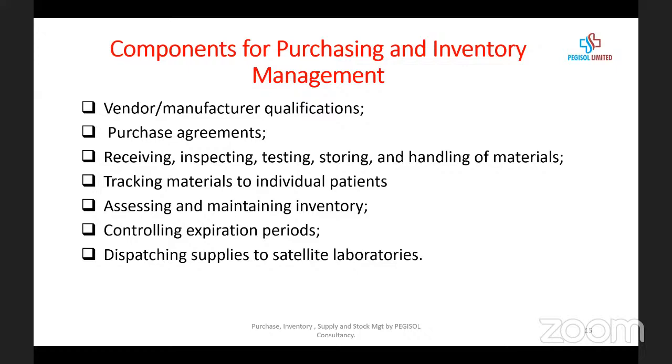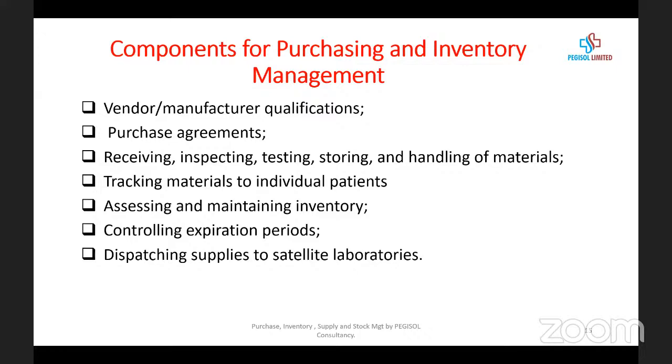Next, dispatching supplies to satellite laboratories. Let's say, for example, you have a central procurement system, and maybe the head office is in one location and you need to ship to a satellite location or to another neighboring state. You must have a procedure for dispatching these supplies and ensure that they are transported in the right condition and at the right temperature, and that they are delivered to the satellite lab.